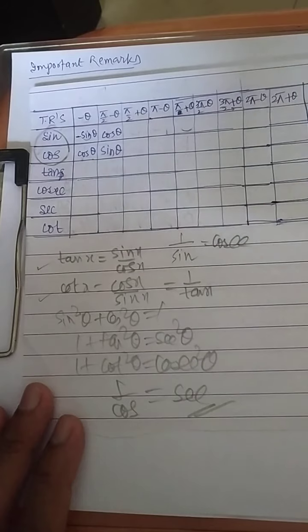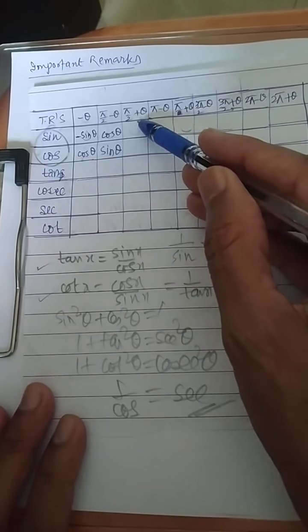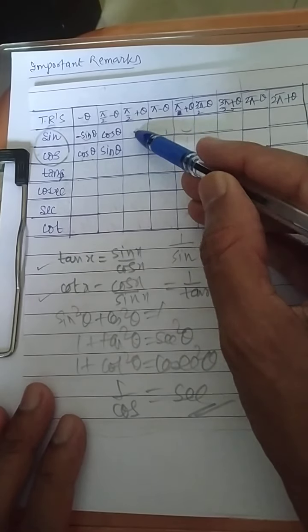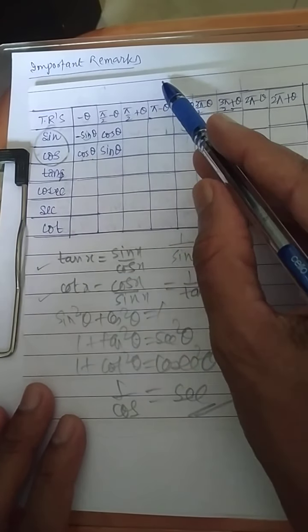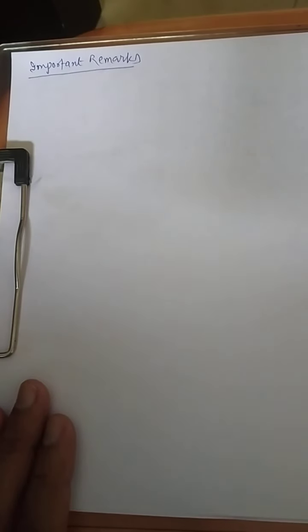Now the question arises, how to get this column? Now I am just trying to explain what is the method of this. For that there are a few important remarks. So one of the most important remarks in trigonometry I am going to explain.